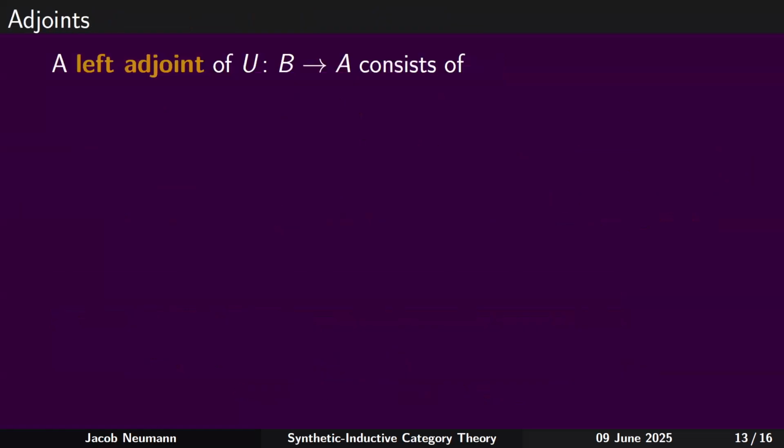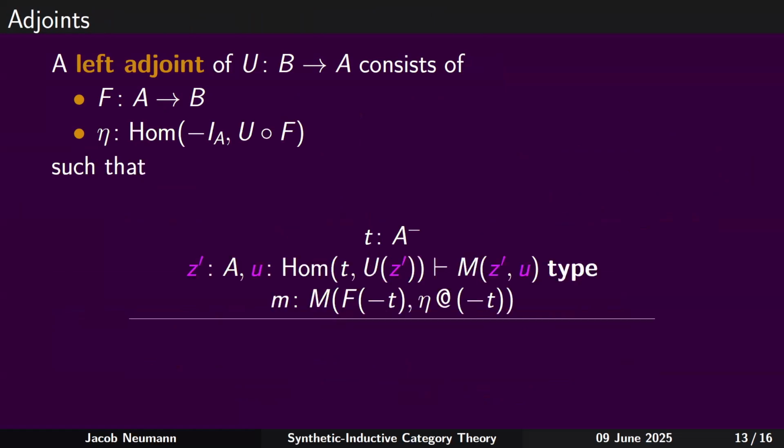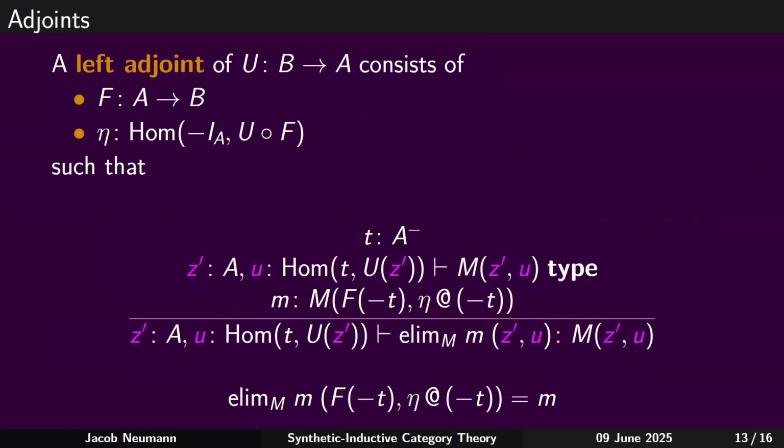And we can define the notion of adjoints. So an adjoint for a functor u is something with this universal property. I'm running out of time, so I'll zoom through it, but it's exactly what you'd expect. We just phrase the universal property of an adjoint as a principle of induction.